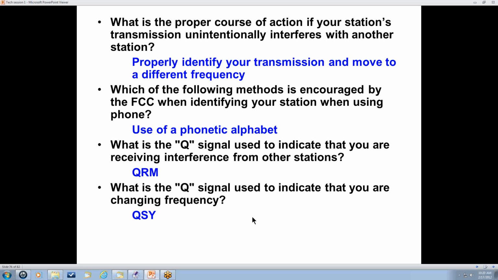The other Q signal that could be on your test is QSY, which refers to frequency change. QSY question mark would be, should I change frequency? QSY without the question mark should be change frequency, or I am changing frequency. And we sometimes use these in speech, too. I can say I'm going to QSY to 146.52, which means I'm going to change frequency to the frequency that I just said. And hopefully the person on the other end would know what that meant.